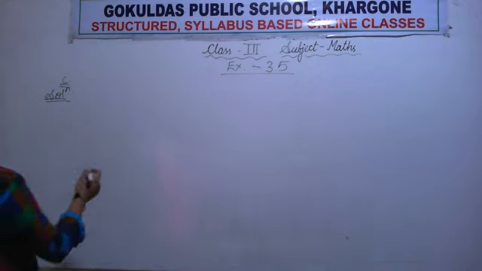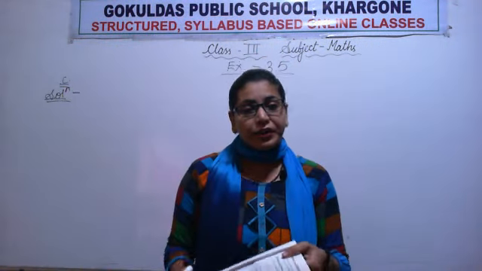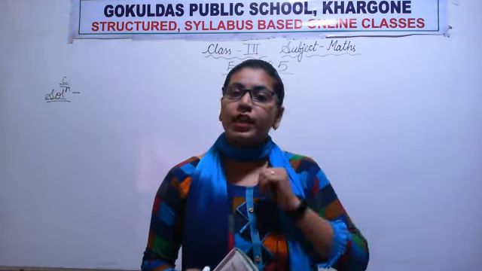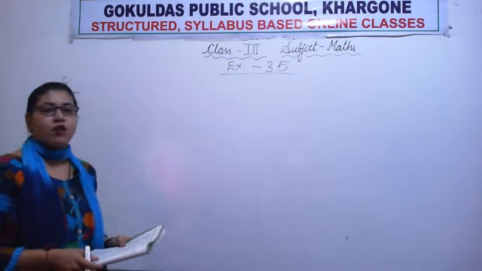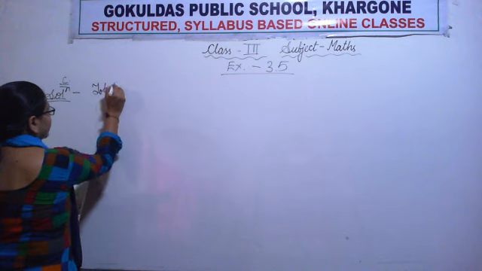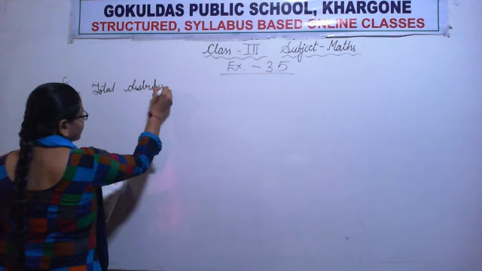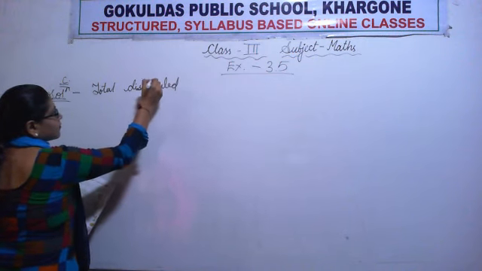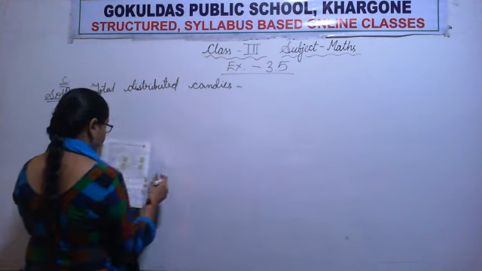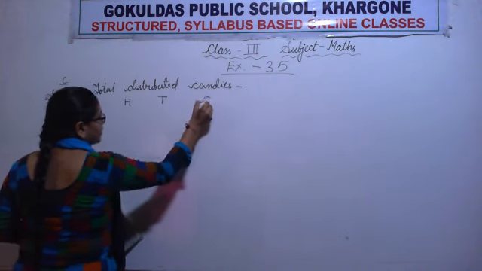Okay, so let's start the solution. I hope you all have noted down the question. First of all, we will find out the total number of candies he distributed in both the classes. Now, all of you stop writing. Total distributed candies. First of all, let us find out this, okay? So first let us write the places: hundreds, tens and ones.